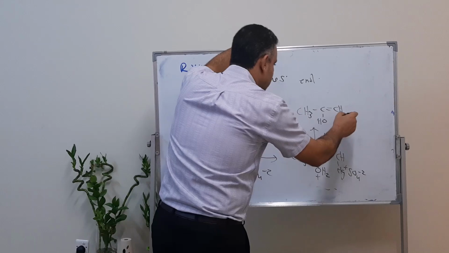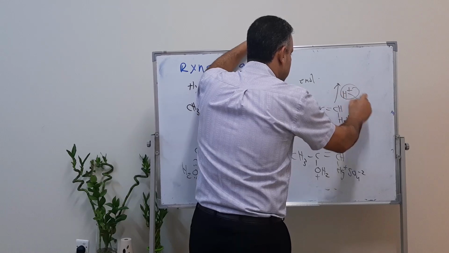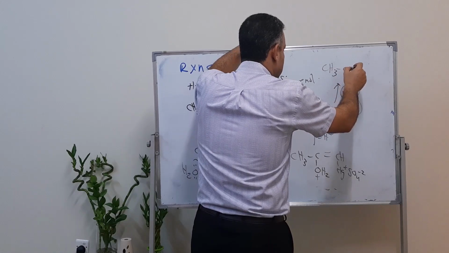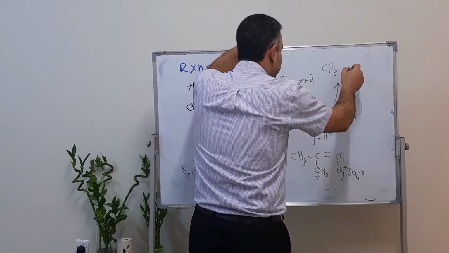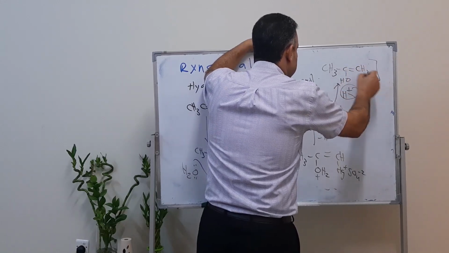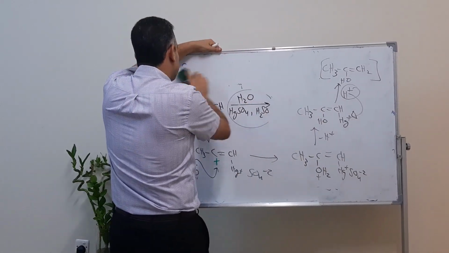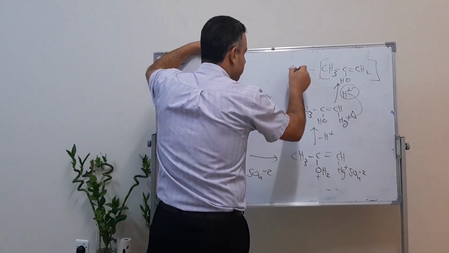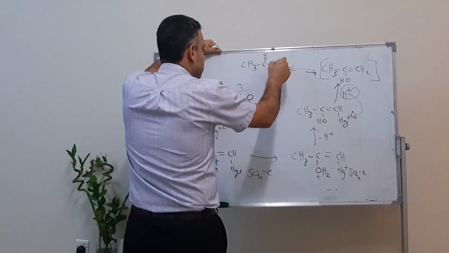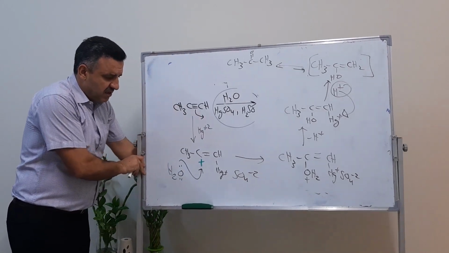attached to Hg. And then finally, addition of H plus, the H plus here will replace the Hg, and then we are going to get finally the enol form, OH double bond CH2. This is the enol, and then finally, as we said, the enol will tautomerize, it will be converted right away into CH3-C(=O)-CH3. That's actually the mechanism of this reaction.